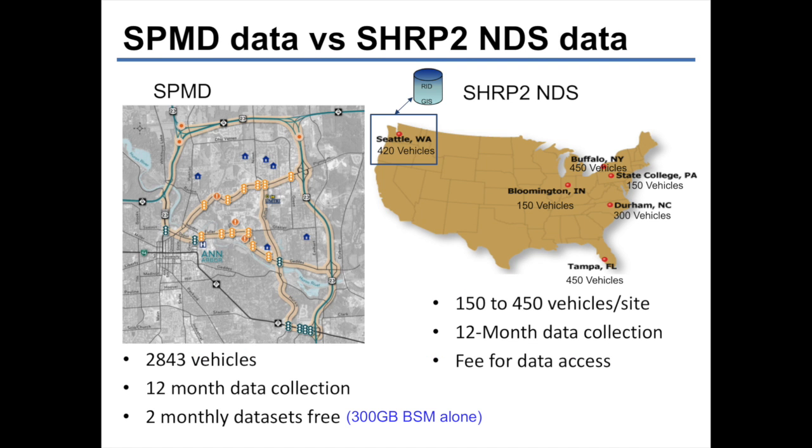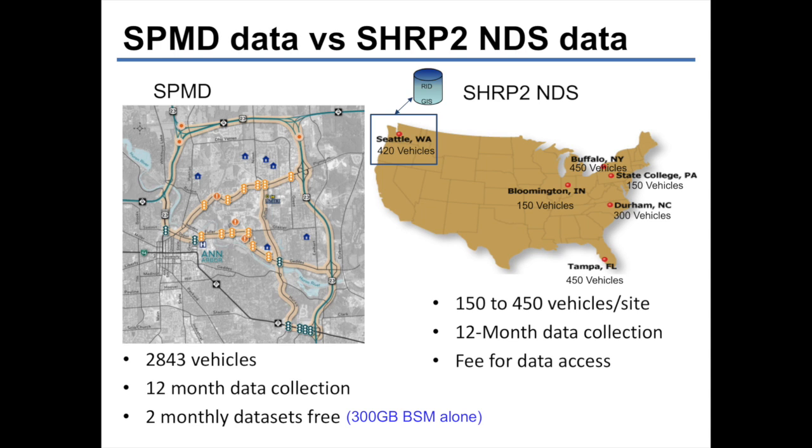This gives you a sense of the comparison between the safety pilot data and the SHRP2 naturalistic driving study data. The safety pilot data at Ann Arbor, at one site, has about 29 instrumented vehicles, and they operate continuous data collection for 12 months. Two months of data is freely available, and the text data alone is 300 gigabytes. For the SHRP2 study, they have 6 sites around the country, and each site has anywhere between 150 and 450 vehicles. Again, they operate continuously for about a year, but you do need to pay a fee to get SHRP2 NDS data.